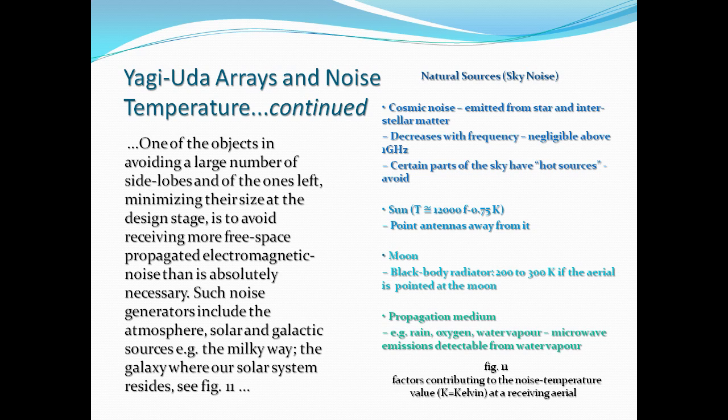The propagation medium may contain clouds, it may be raining. Water vapour and rain will output a microwave emission, and with high gain Yagis they're detectable and will increase the noise level output from your Yagi-Uda array aerial significantly.